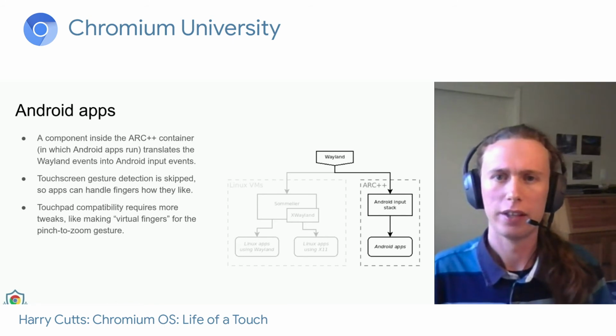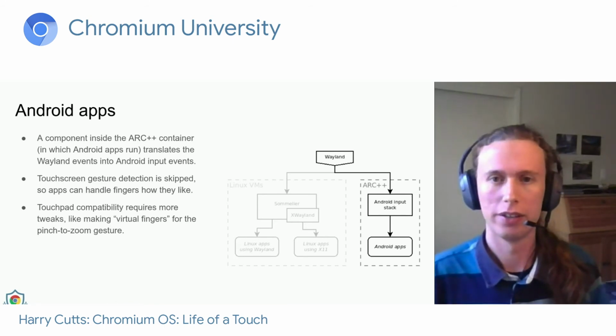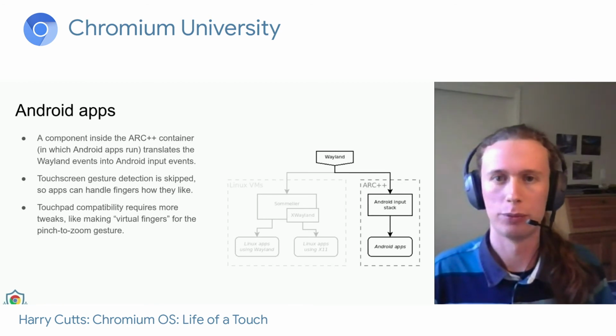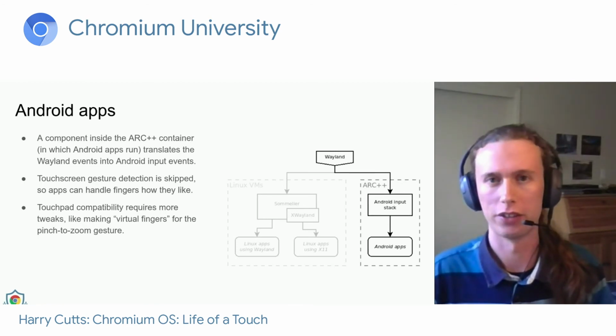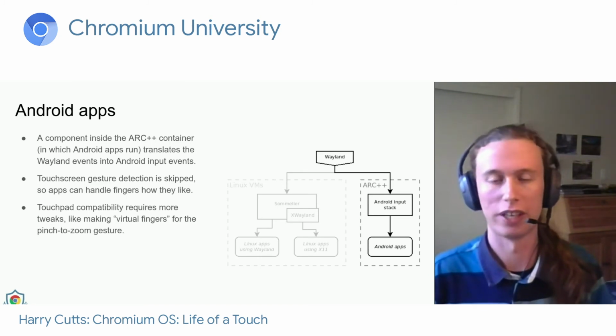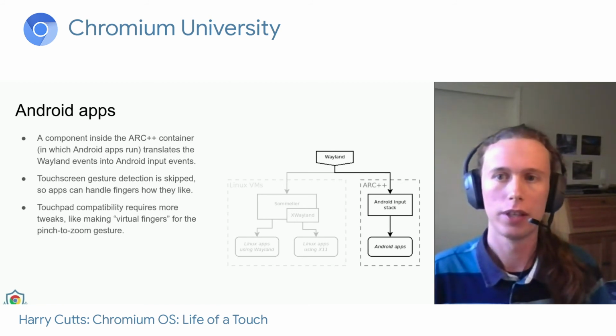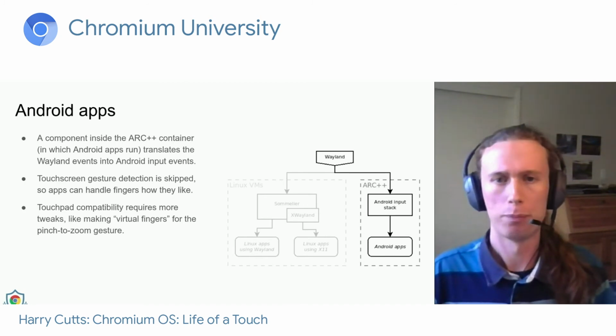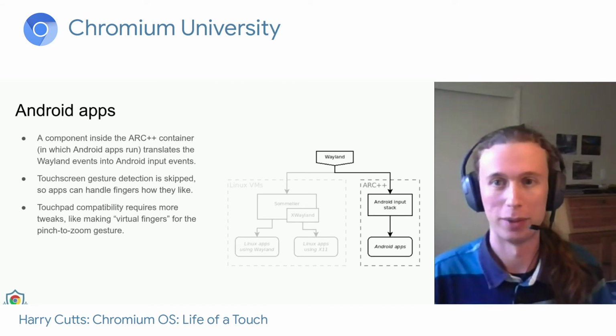And the couple of catches here are that Android apps often have particular ways they want to handle touches. So for example, if I'm in a video game, maybe it has one of those virtual thumbstick things on the screen, and it doesn't want to take any gestures in, it just wants to know where the fingers are. So for touchscreens, we actually turn off gesture detection entirely for Android apps, and we just pass them the finger locations. Conversely, barely any Android apps have touchpad compatibility. So for that, we have to do more tweaks.